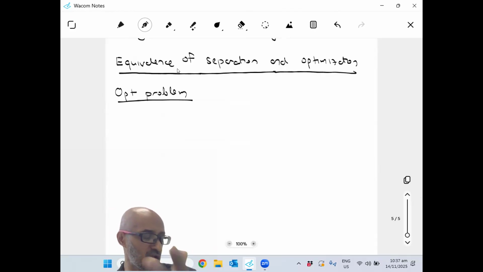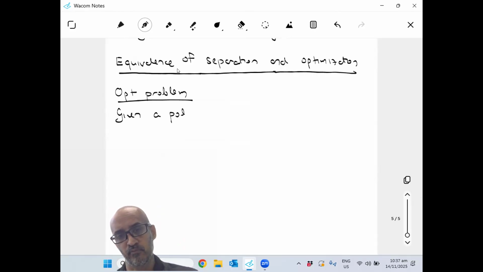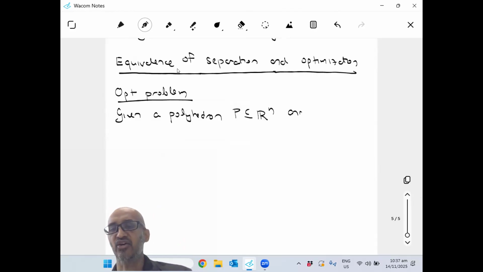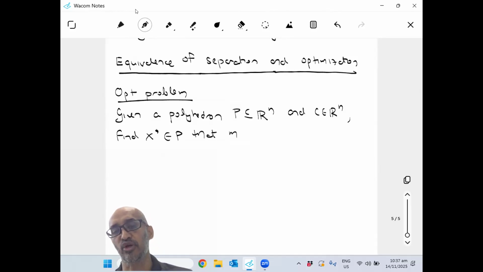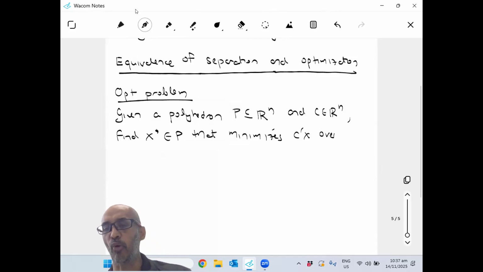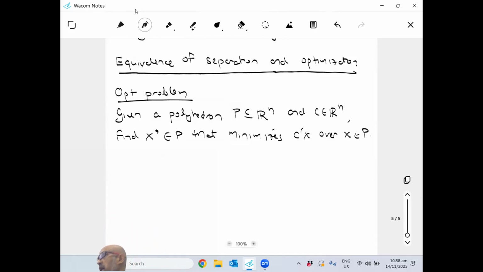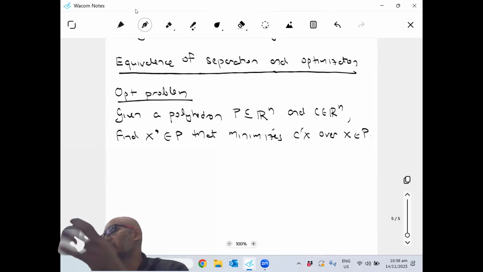Of course, we are in the linear space. I mean, we are in a linear programming world. So given a polyhedron P, and a vector C in Rn, what we have been doing for the last 10 weeks or 9 weeks: find X star in P that minimizes C transpose X over X in P. Okay, so that's my optimization problem. That's a linear optimization problem. I mean, what we have been spending all our time doing.